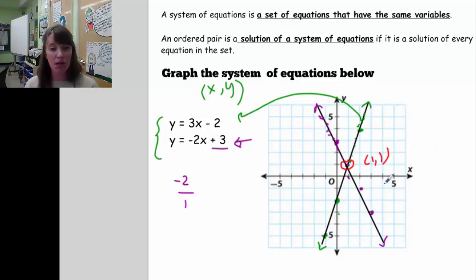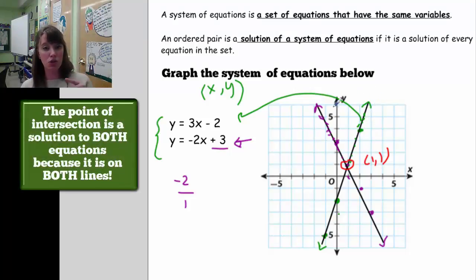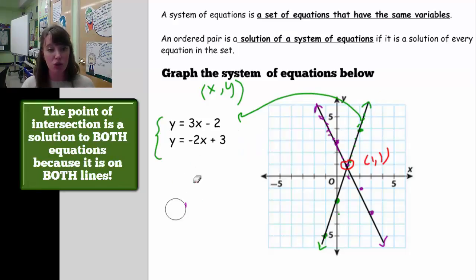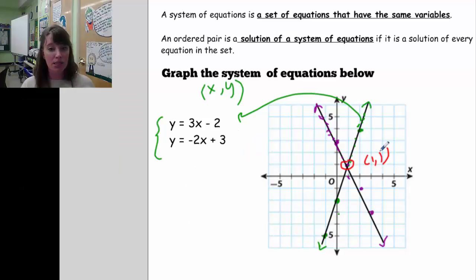Well, geometrically, it means that that's where the lines intersect. But algebraically, it means that this point that's shared by 2 lines, this point is a solution to the green equation, and it's also a solution to the purple equation. Well, that means that algebraically, it's a solution to both of the equations. So that means I can put the point 1, 1 into both of the equations and arrive at a true statement. So let's go ahead and try that.